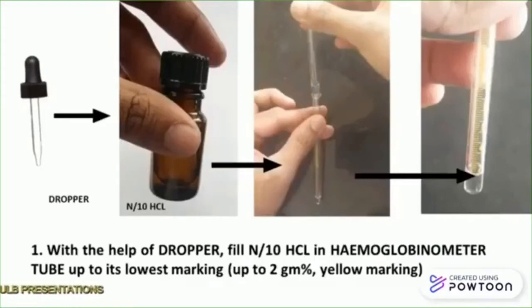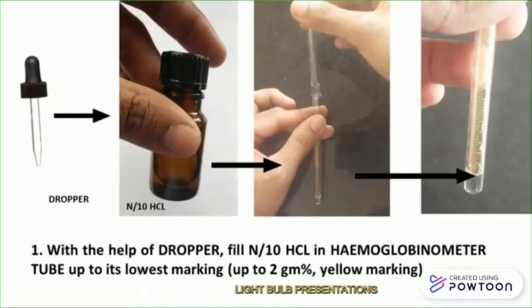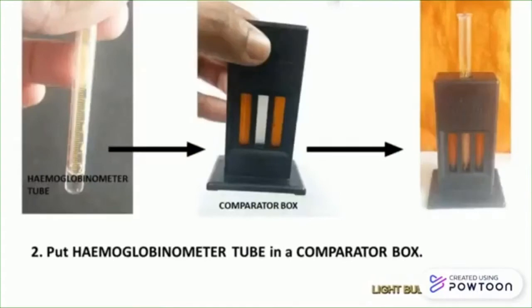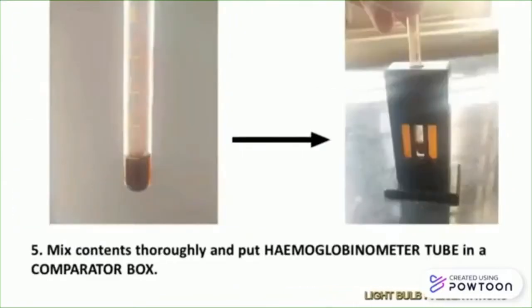With the help of a dropper, N/10 HCl was filled in the hemoglobinometer tube up to its lowest marking, which means up to the 2 gram percentage yellow marking. The hemoglobinometer tube was then put in a comparator box. As can be seen in the picture, the blood was drawn in the hemoglobinometer tube. The content was mixed thoroughly and the tube was put in a comparator box.